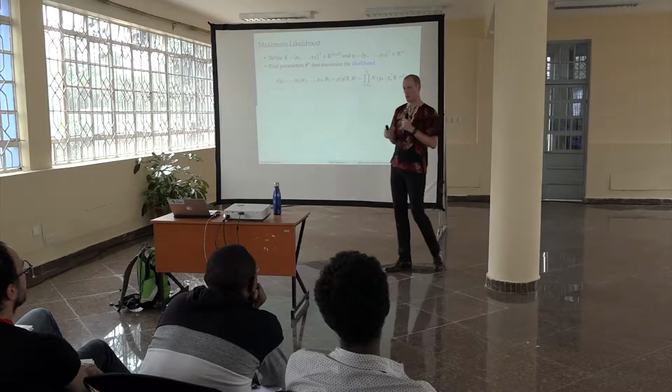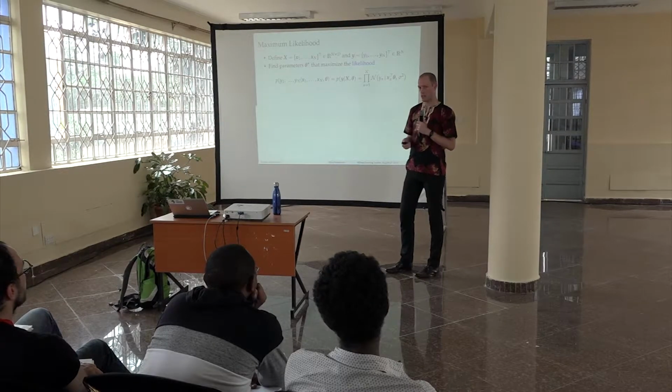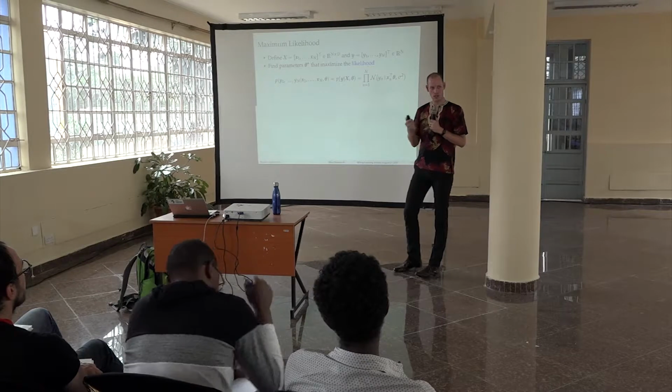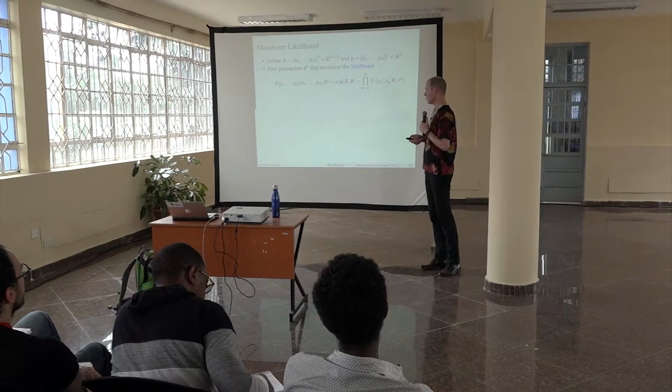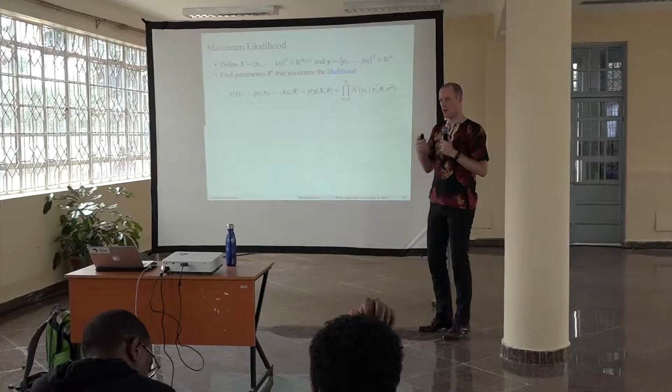So this is the quantity that we want to maximize, so maximum likelihood. We write down the likelihood, now we maximize the likelihood. One of the tricks that we use is that maximizing the likelihood is equivalent to maximizing the log likelihood.